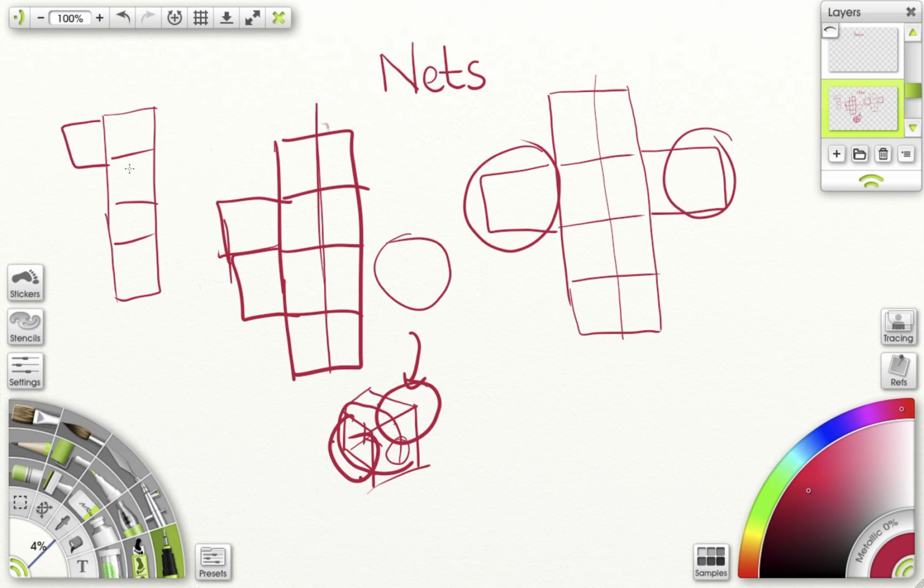It could be like this. It could be like this. But that's the general rule of thumb. And that's how we can identify that those nets would create a cube.